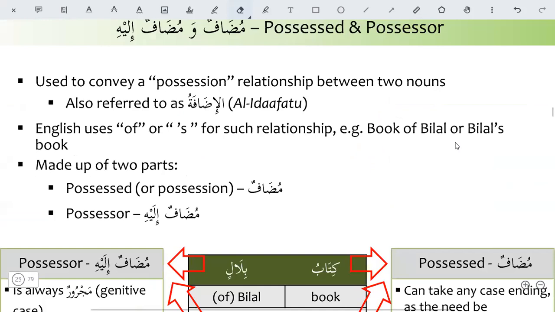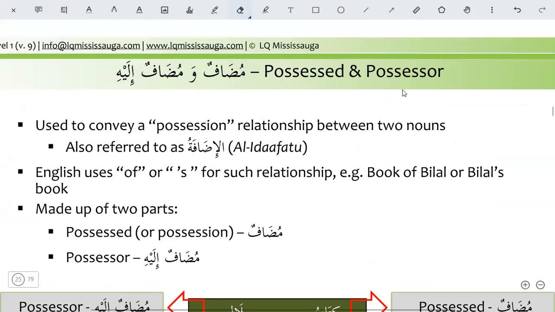Then what is the mudaf? There are only two reasons when a noun becomes a majroor. One is when preceded by a preposition. Just now we have learned this one. The second reason is when it is mudaf ilay. What are the mudaf and mudaf ilay? Possessed and possessor. Possessed, we call it mudaf. A thing or a noun that is being possessed, we call it mudaf.